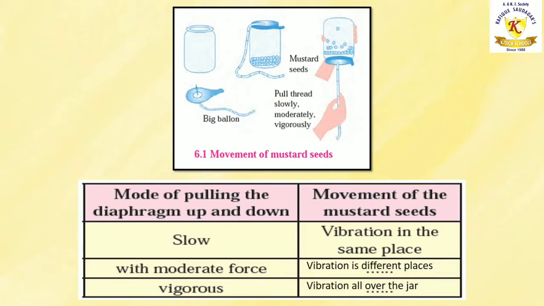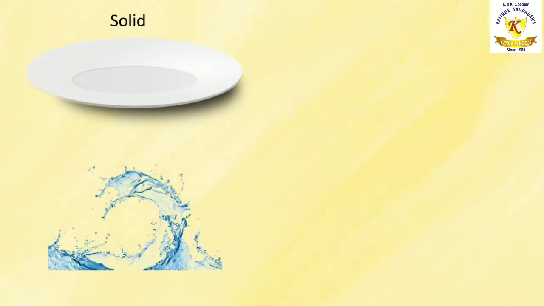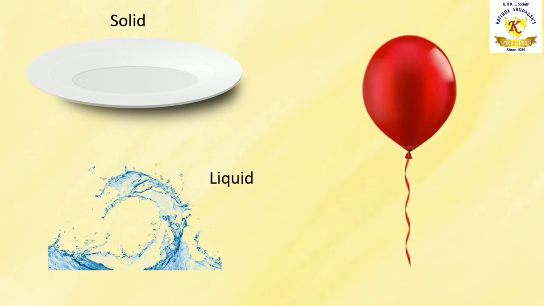Got it, children? Now, in the above experiment, we give energy, less or more, to the seeds by pulling the diaphragm up and down, making them move differently. Now the particles in solid, liquid and gaseous states of matter have movement somewhat similar to that. An intermolecular force of attraction acts between the particles of matter. The extent of particle movement is determined by the strength of this force.